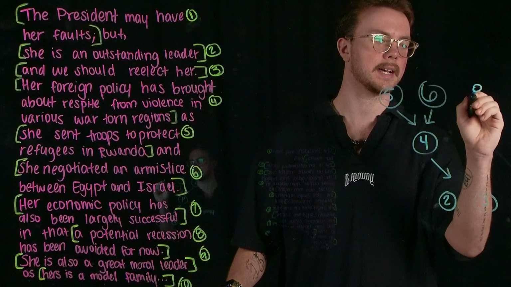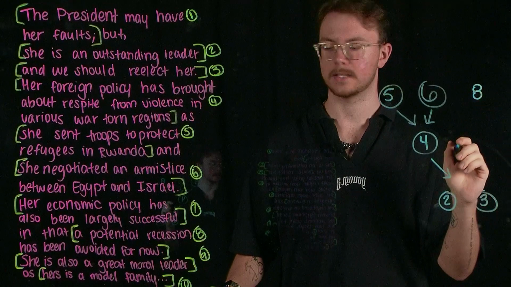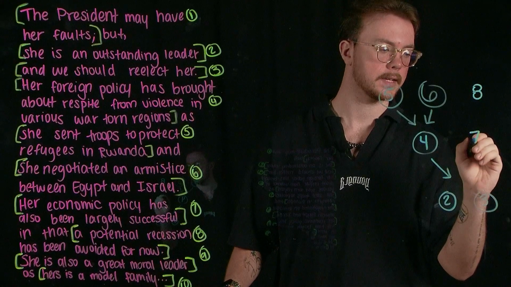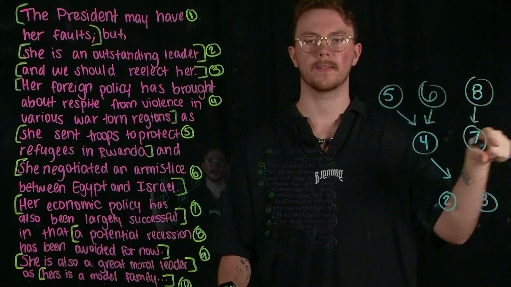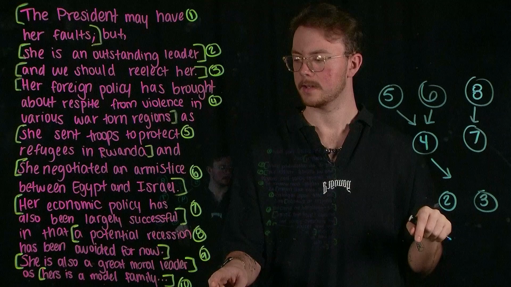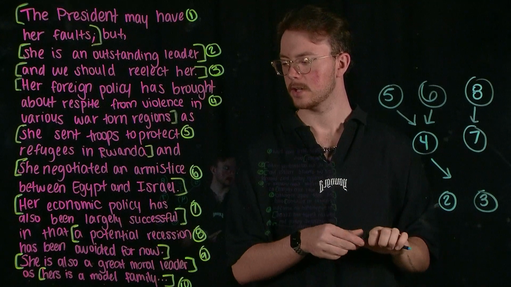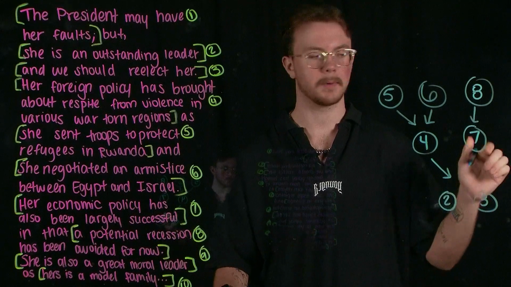Our economic policy has also been largely successful in that a potential recession has been avoided for now. That's the exact same type of thing, 8 and 7, right? Yes. That is the exact same type of thing, except now we only have one line, like that first argument I ever showed you. 9 and 10 is similar here. She is also a great moral leader, as hers is a model family.